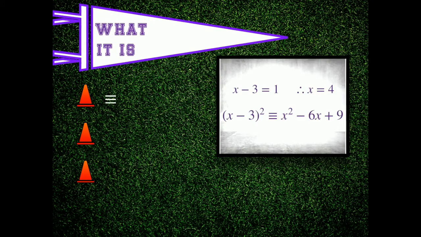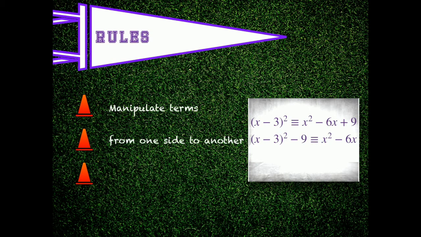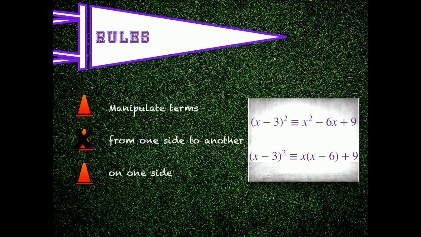Firstly, it's represented by an equivalent sign instead of an equal sign. This allows multiple values of x to be substituted in, and it always holds true, as values on both sides always balance out. However, there are rules to adhere to. Terms are not allowed to be manipulated to the other side. Instead, manipulation can only be restricted to each side of the identity, like this.